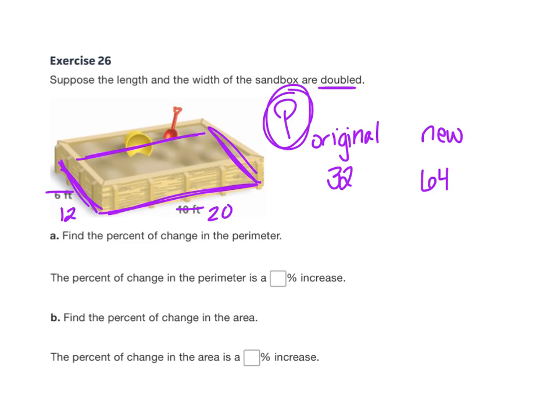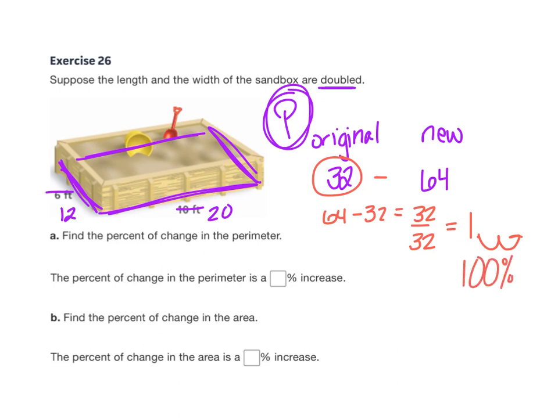So if I want to find the percent of change here, this is obviously an increase. I'm going to subtract the two, and I always do the bigger one first. So 64 minus 32 is 32, and I put it over the original. Well, the original is 32. So 32 divided by 32 is 1, and if you move the decimal, that's going to give you 100%, which means you have doubled it.